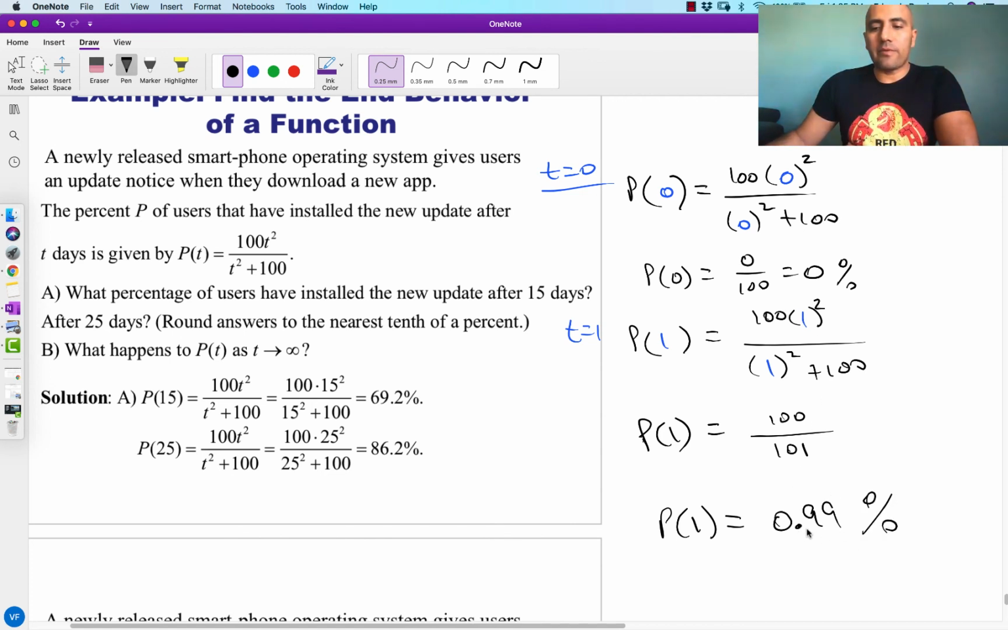So this ends up being 0.99%. So this is a little less than 1%. That's what that means. So it's not 99%. It's a little less than 1%.